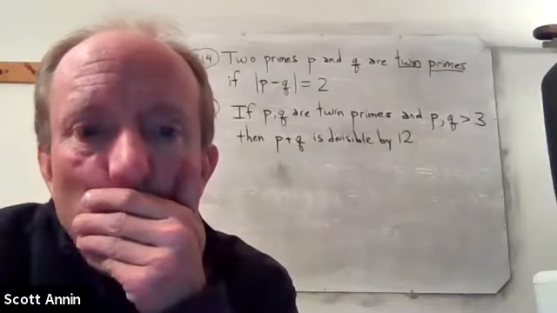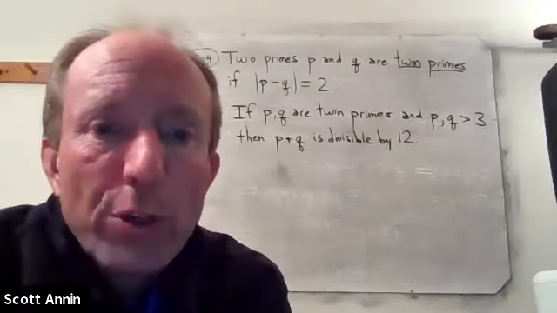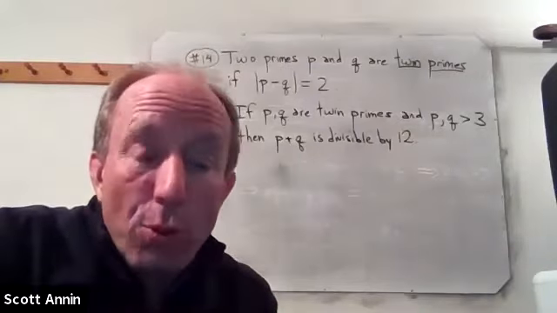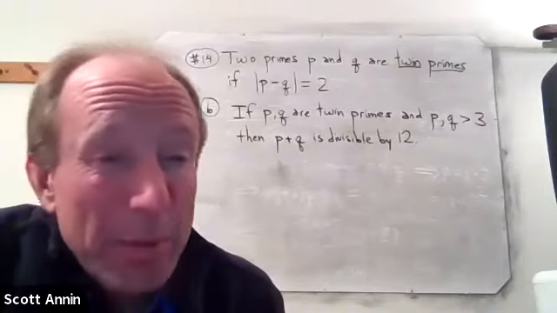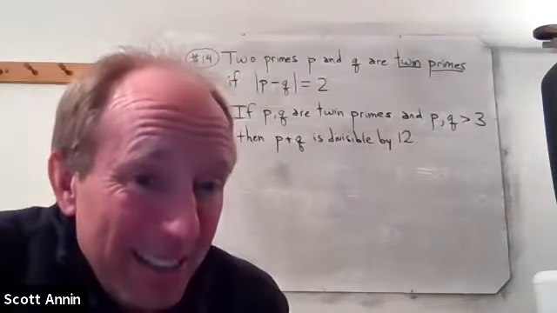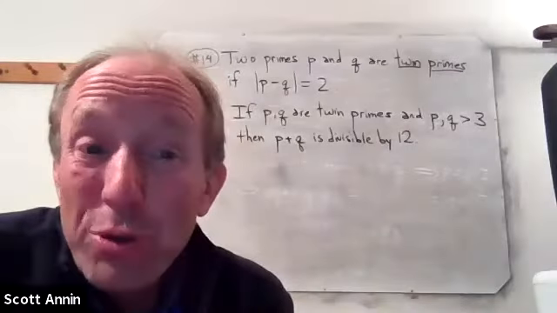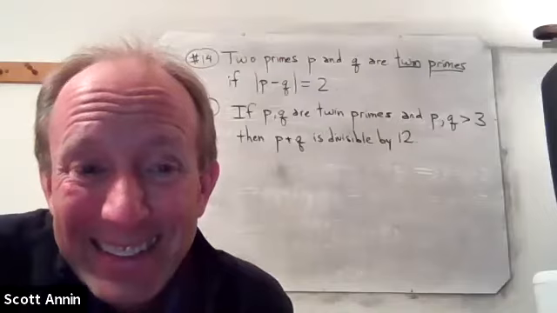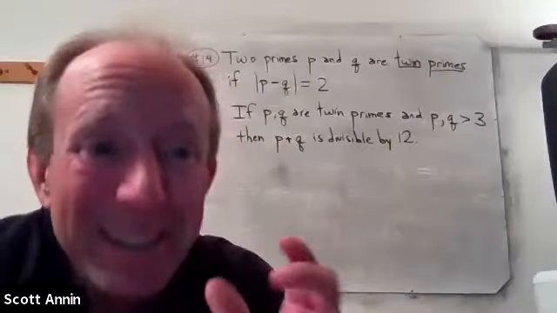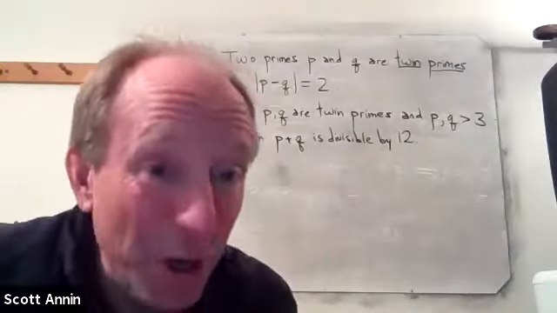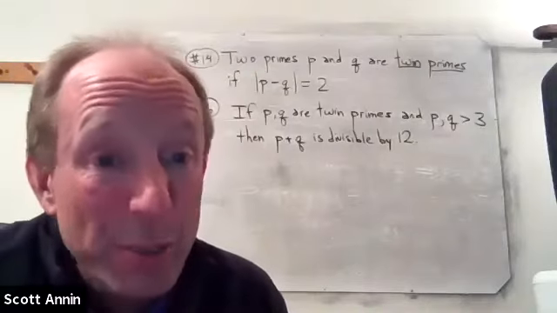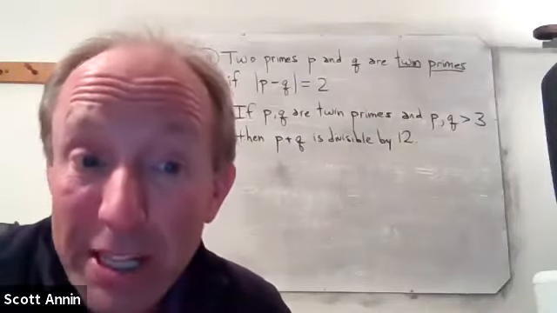So let's try to prove that P plus Q is divisible by 12. Now, for a number to be divisible by 12, it needs to be divisible by what two numbers? 3 and 4. Yeah, 3 and 4, because 3 and 4 are relatively prime. And so if we can show that P plus Q is divisible by 3 and by 4, then we're going to be able to say that it's divisible by 12. So this is how we're going to really do this.